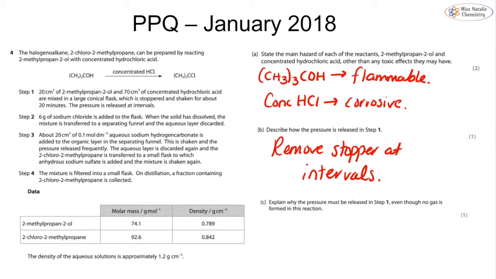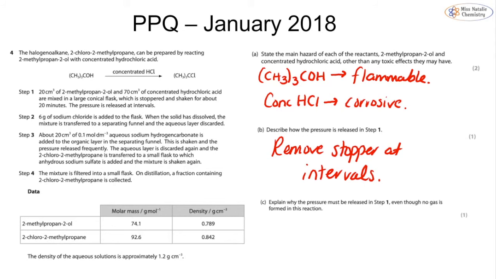Now, part C is asking why we have to release the pressure in step one, even though we're not actually forming a gas. The important thing to remember with these particular molecules is that they are all very volatile. So they are very easily vaporized and put into a gas.